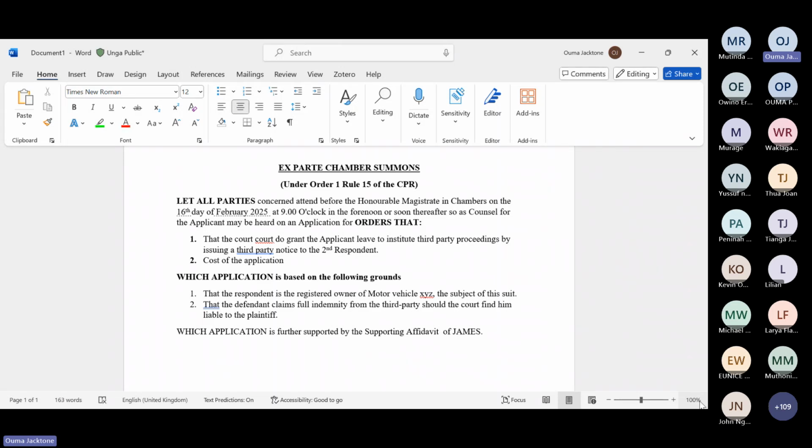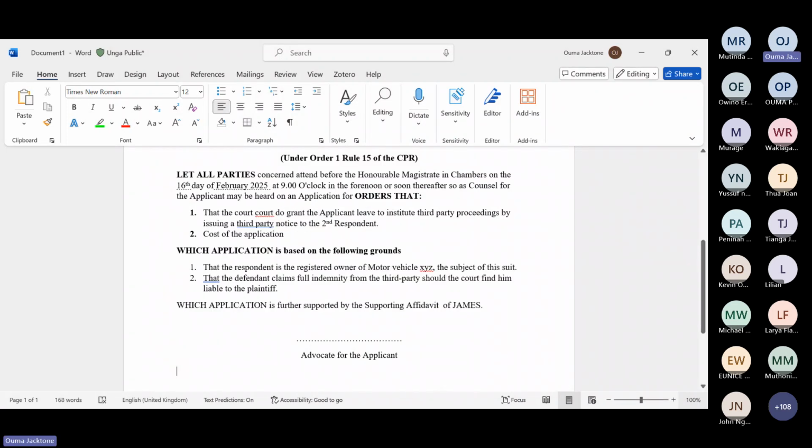you indicate there should be counsel for the, or advocates. Advocate for the applicant. And then you come here and say drawn and filed by, oh, sorry. Yes, drawn and filed by.